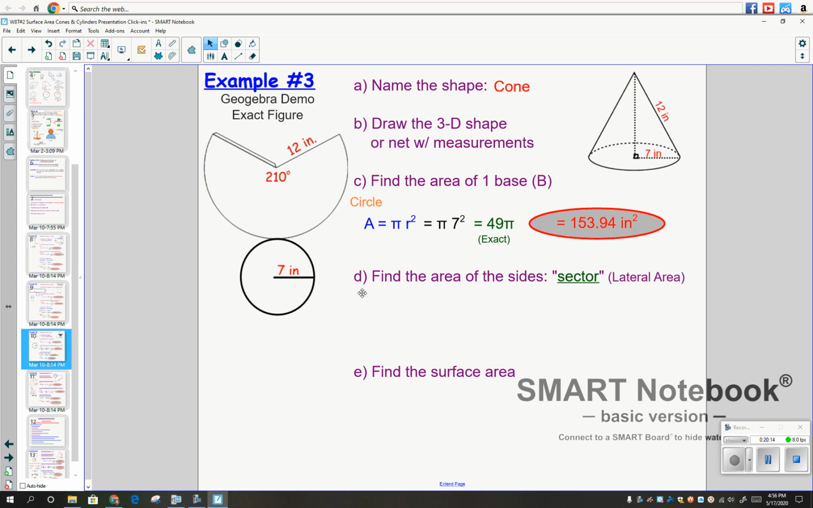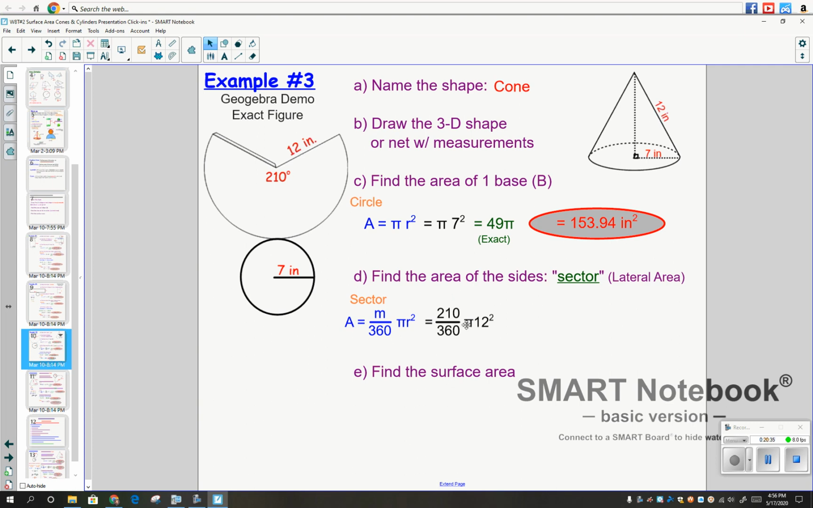Remember, a sector is a part of a circle. How do I find the area of a sector? It's m over 360. That's why the 210 is there, and that's why the 210 is important to us. So it's 210 divided by 360. It's going to tell me what fraction of the circle I actually have here.